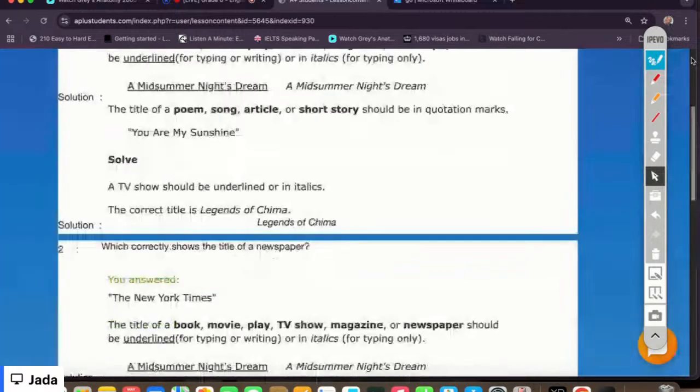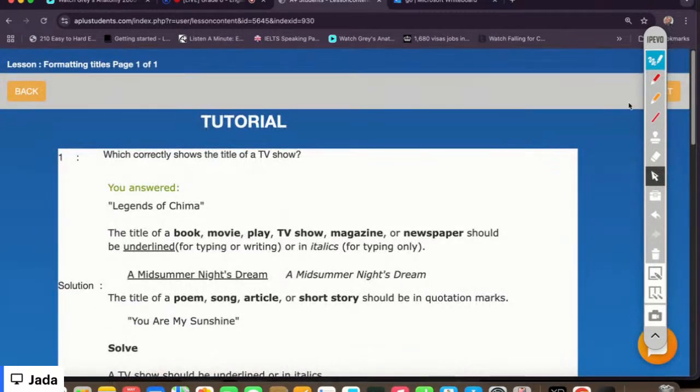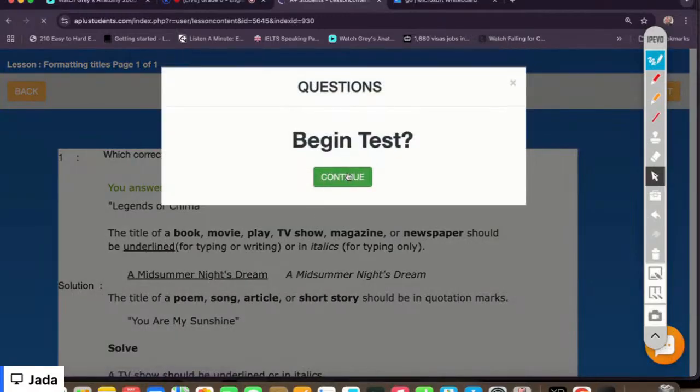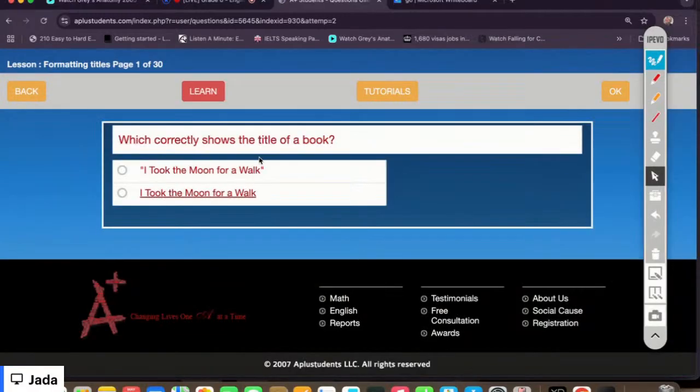Okay, so you just have to take notes. We just have four that should be in quotation marks: a short story, a song, an article, or a poem. All right, and then the rest should be either in italics or the underlined form. All right, so which correctly shows the title of a book? Is it the first one or the second one? Title of a book.